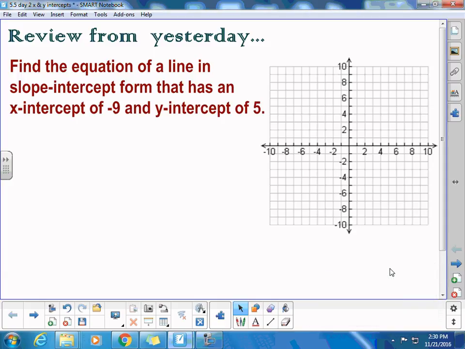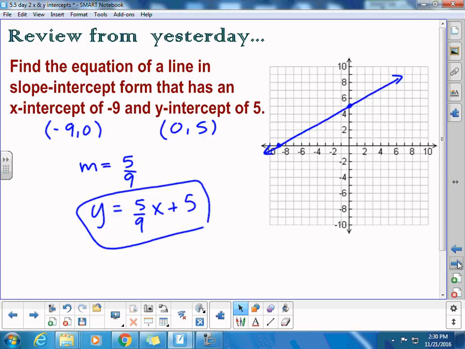So, 5, day 2, x and y intercepts. Review from yesterday: find the equation of a line in slope-intercept form that has an x-intercept of -9 and a y-intercept of 5. Pause it. Go ahead and do that, and then hit play when you are finished. You should have gotten y equals 5/9 x plus 5 as the equation.